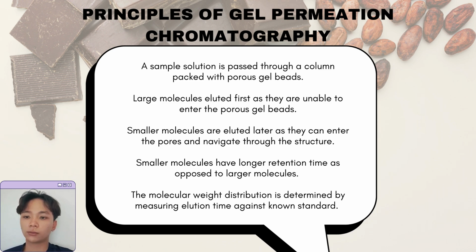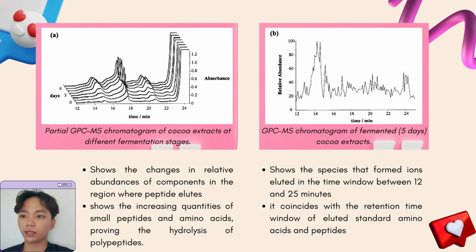The molecular weight distribution is determined by measuring elution time against known standards. Figure A shows the partial GPC-MS chromatogram of cocoa extracts at different fermentation stages. It shows the changes in relative abundances of components in the region where peptides elute. It also shows the increasing quantities of small peptides and amino acids, proving the hydrolysis of polypeptides.